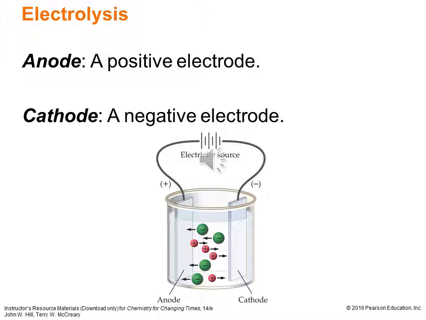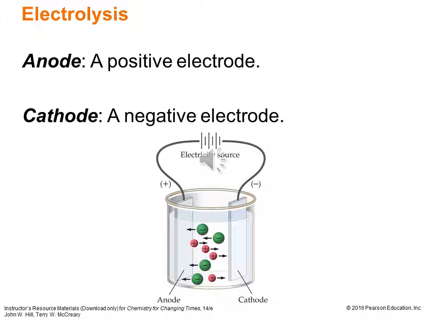Alright, so electrolysis is a process whereby we use electrical energy to cause a chemical reaction to occur, and in electrolysis we'll need to talk about anodes and cathodes. So the anode is the positively charged electrode, and the cathode is the negatively charged electrode in an electrolysis setup.